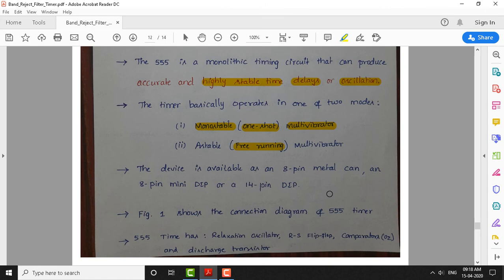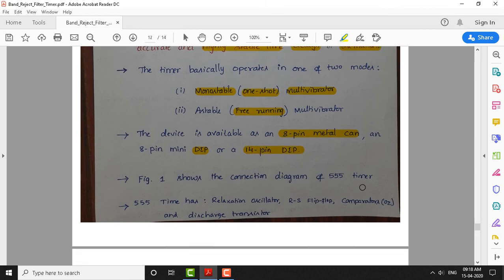Next, we'll see the pin configuration of this 555 timer in detail. The 555 timer comes in an 8-pin metal can package, and in a dual inline package, and it also comes in a 14-pin dual inline package. So we'll see the connection diagram of the 555 timer. The 555 timer comprises various components inside. It consists of a relaxation oscillator. It contains an RS flip-flop, comparators, and a transistor which is called the discharge transistor here.